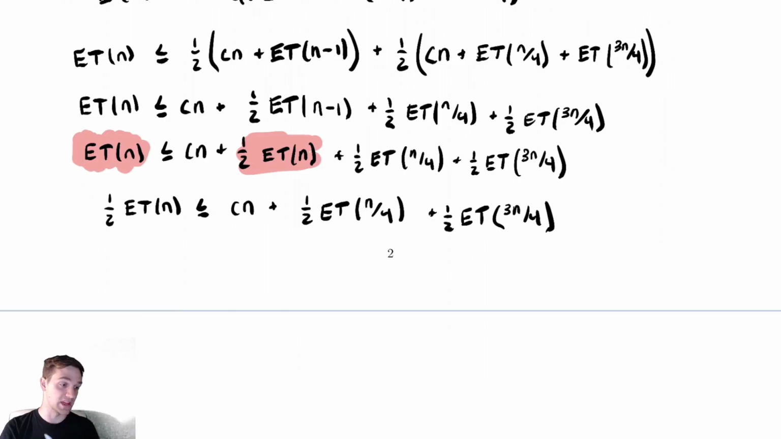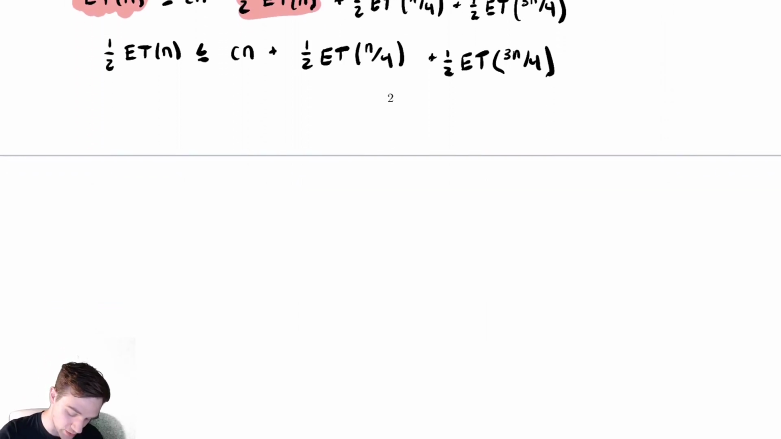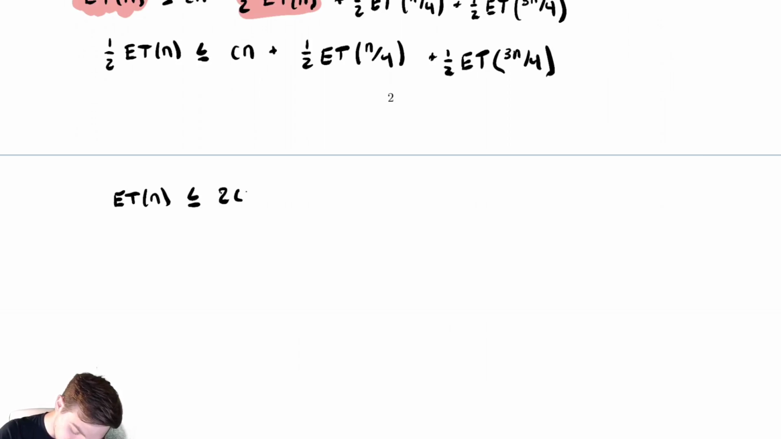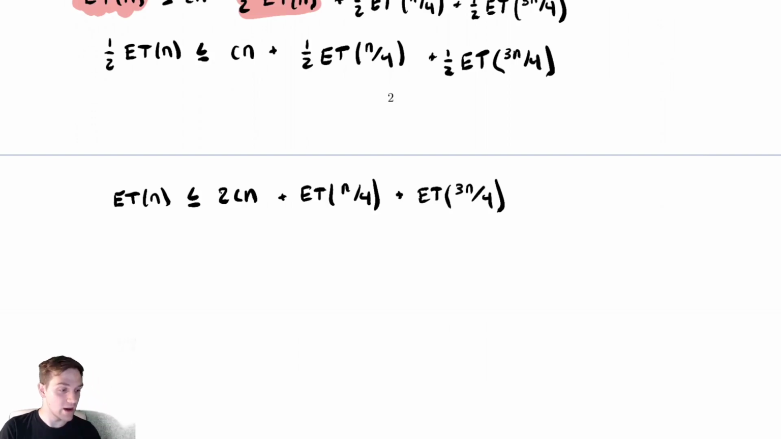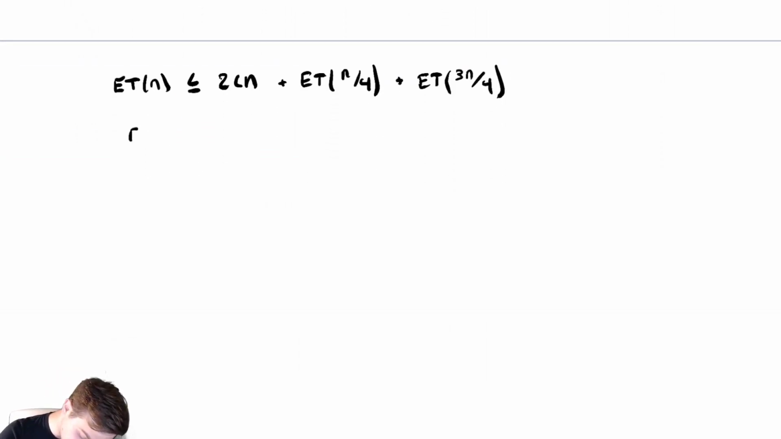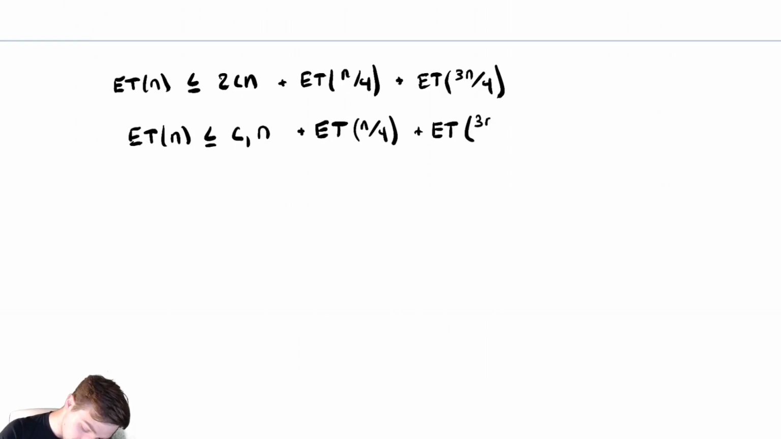Now we have to do some simplification to make this look a little nicer. Let's multiply by 2 to get that coefficient away from the left-hand side. We don't like coefficients being over there. So if I multiply everything by 2, I have ET of n less than or equal to 2cn plus ET of n over 4 plus ET of 3n over 4. And now, just like we've done several times before, we don't like having constants in front of our additional cost there. So let's redefine the first term to be c1 n plus ET of n over 4 plus ET of 3n over 4.